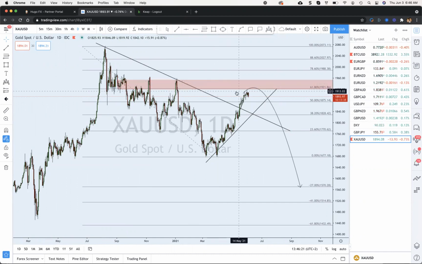The supply, it could come there or it could go up here to wick. Yeah, it just respected that little area.